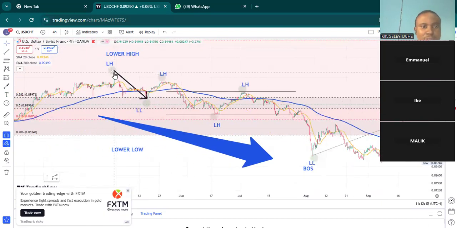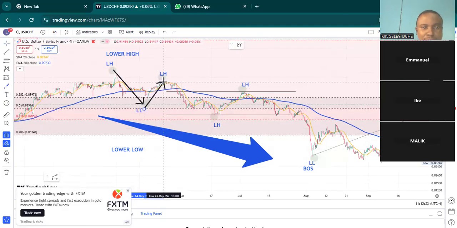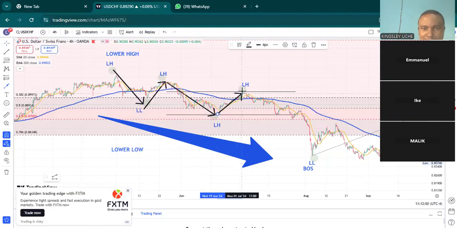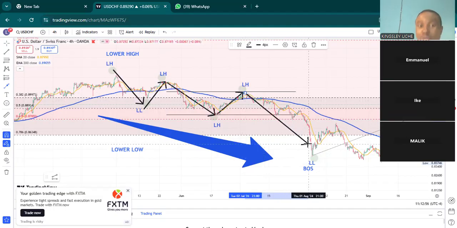Now we saw the market from here come down towards this level. Now you can see from here we saw the market pull up to this side, to give us another lower high. Now we can see the market from here gave us a lower high. And now you can see the market also gave us a lower high. And what happened? We see the market gave us another lower low.